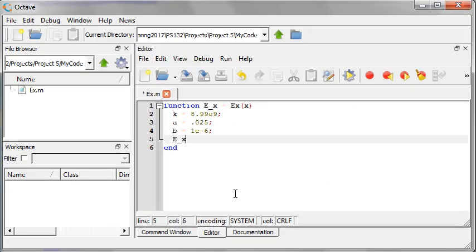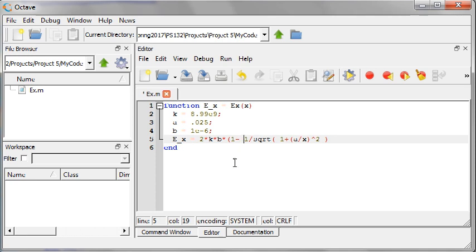E underscore x equals 2 times k times b times the quantity 1 minus 1 slash square root of stuff. I think it was 1 plus the quantity a slash x squared and square root. So that's the square root of all that stuff. Let's see. Just spaced it out a little bit so I could see it more easily.